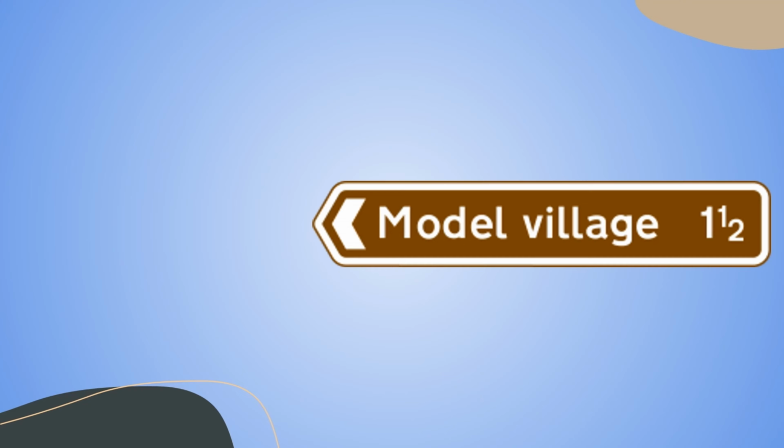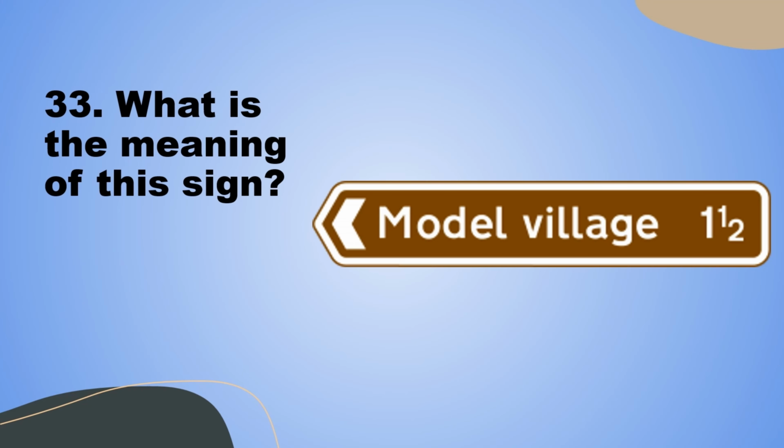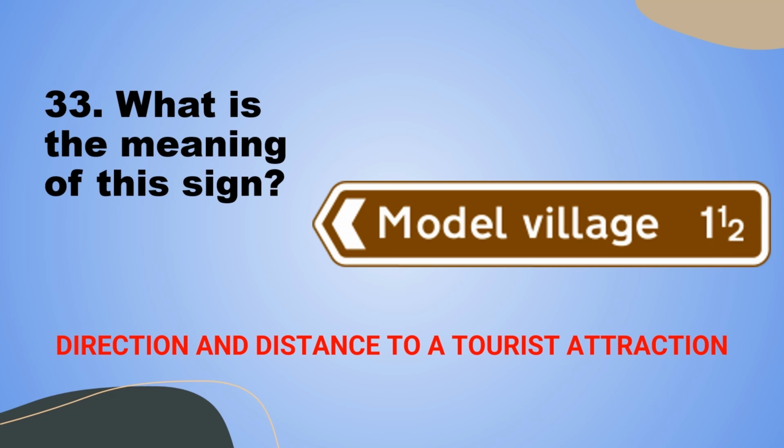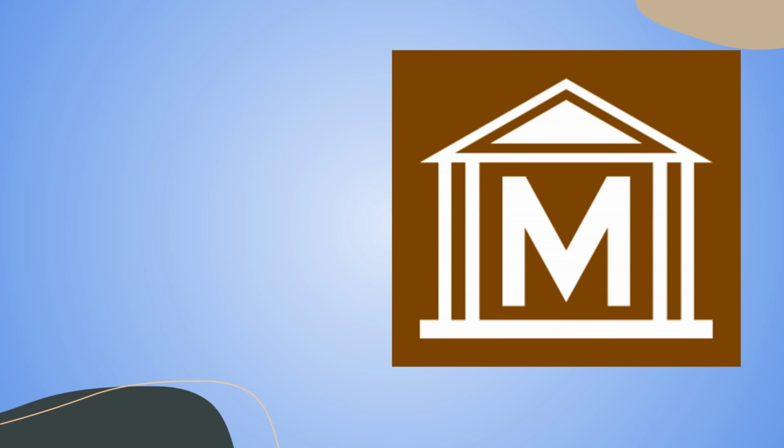The next sign, what is the meaning of this sign? Direction and distance to a tourist attraction. So on this particular sign, as you can see, the direction is telling you left to get to the model village in 1.5 miles. Let's have a look at the next sign.